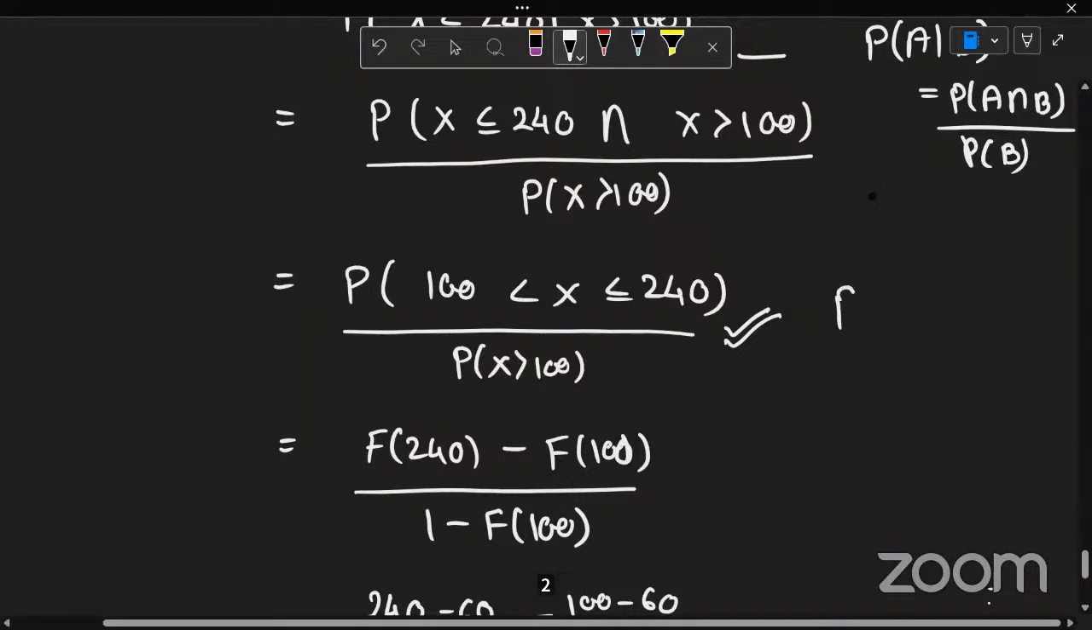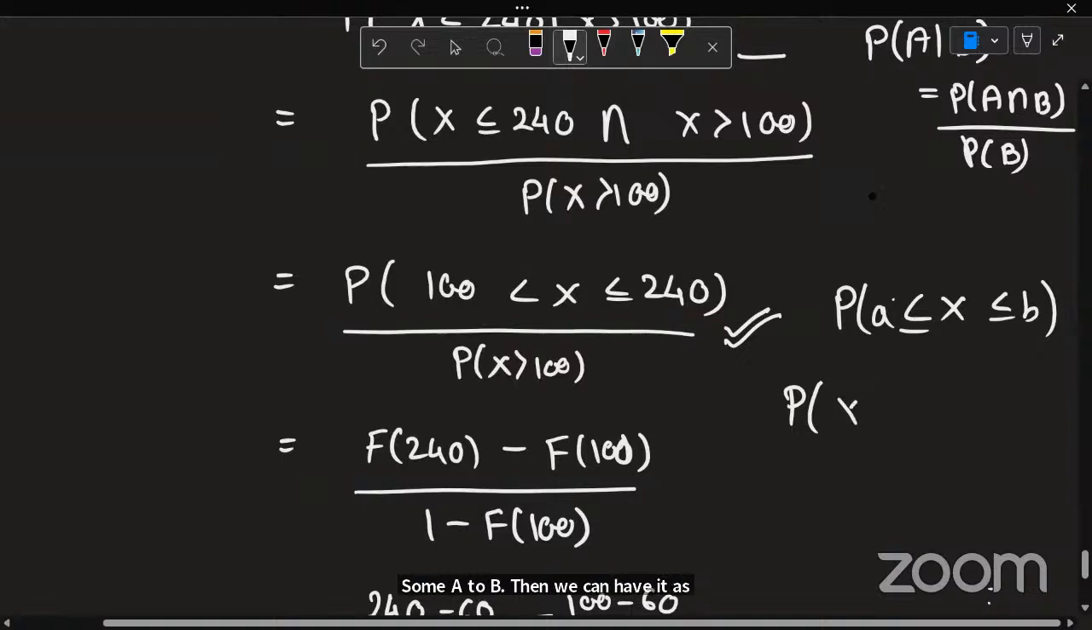See, whenever the probability of x is lying between some A to B, then we can have it as probability of x less or equal to B minus probability of x less or equal to A. Is it fine? See, are you getting this line from this to this? If you consider all the x less or equal to B and all the x less or equal to A and then subtract, you will have this required area, right?